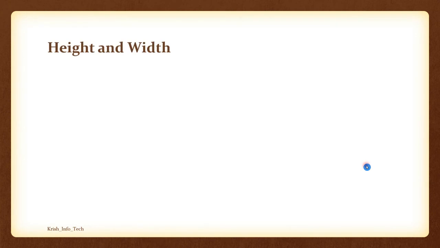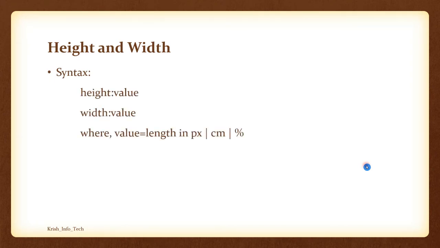And the next property is height and width. This is used to set the height and width of a whole table. Previously we have learned how to set the height and width of your particular cell or column. But here height and width are used to set the height and width of the whole table. Syntax is height colon value or width colon value. Value can be mentioned as a length in pixel and centimeter or even in percentage. Example is height 100 pixel, width 25 percentage.